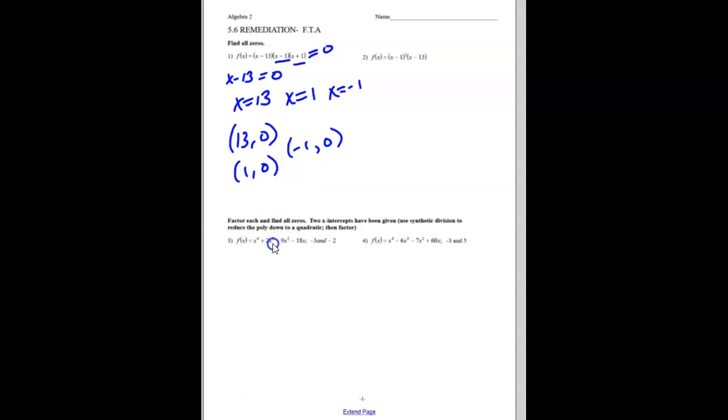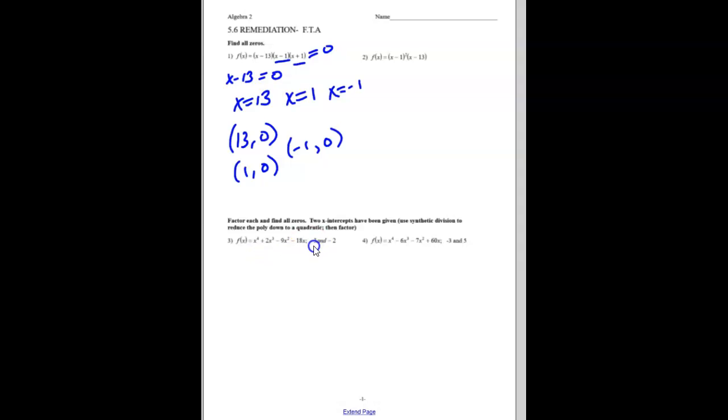All right, the next section. This is where normally we'd use a calculator to kind of help us out, but in case you don't have a calculator at home, I gave you the polynomial, and then I gave you a couple of places where you would see an x-intercept. So you are going to use synthetic division to knock down this higher degree polynomial to something manageable like a quadratic.